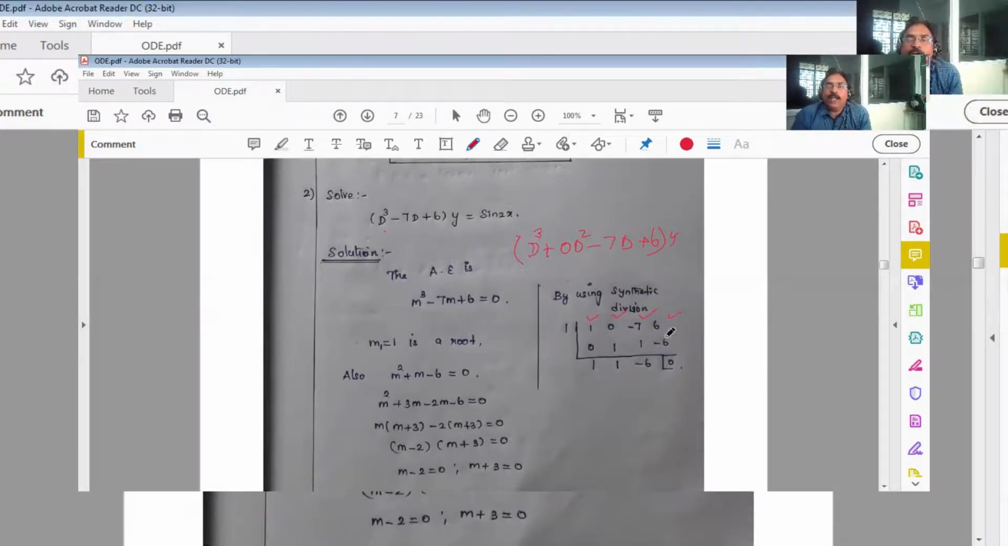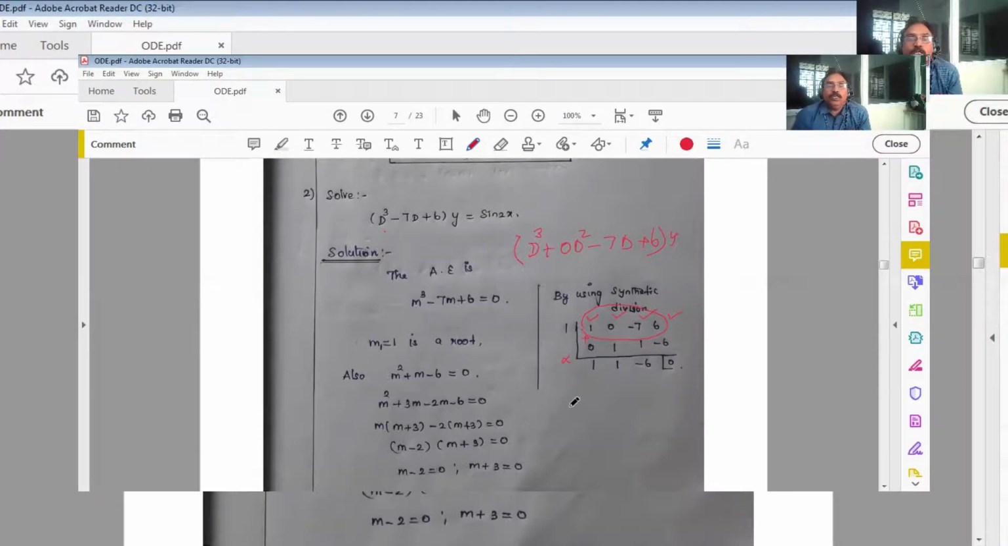Okay, you see, you add 6 plus 1, 7 minus 7. If this condition is satisfied, then 1 will be a root. You put 1. This is synthetic division. You add this. 1 plus 0 is 1. You multiply this. 1 into 1 is 1. Add this. 1 into 1 is 1. You add this. Minus 7 plus 1 is minus 6. You multiply by 1, minus 6. 6 plus minus 6 is 0.